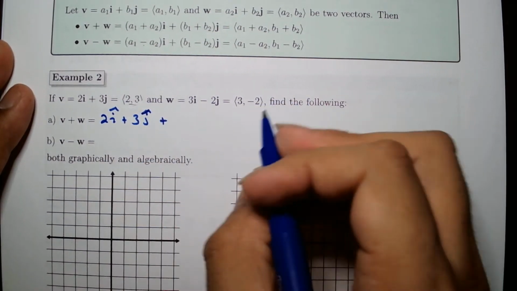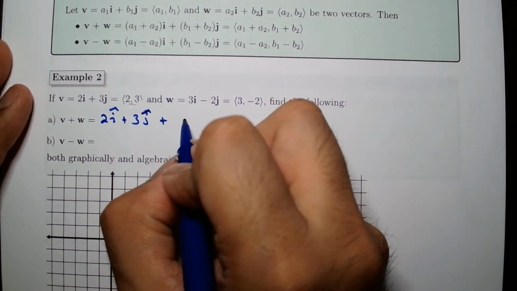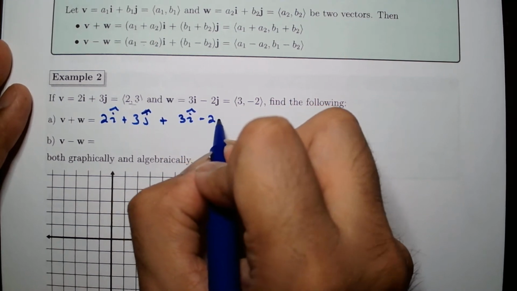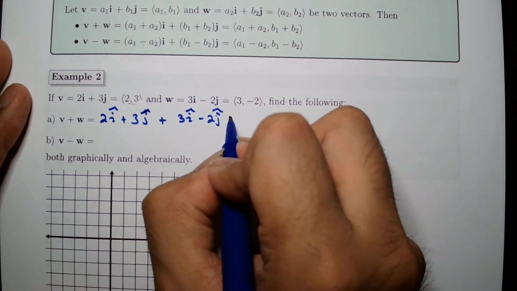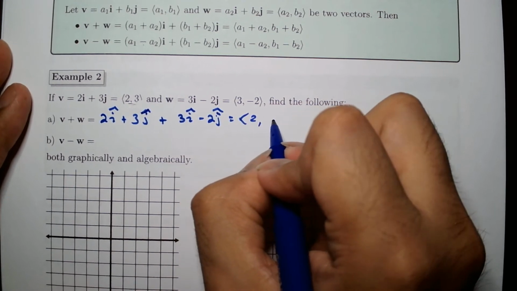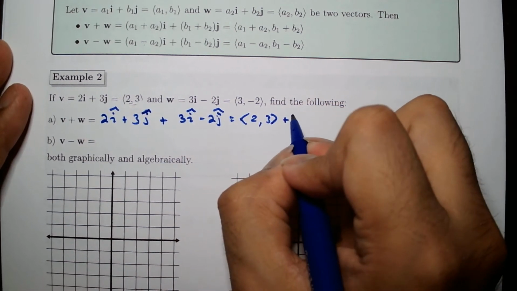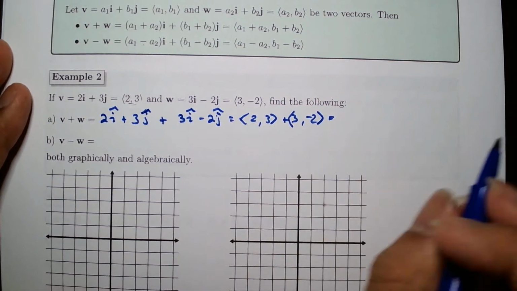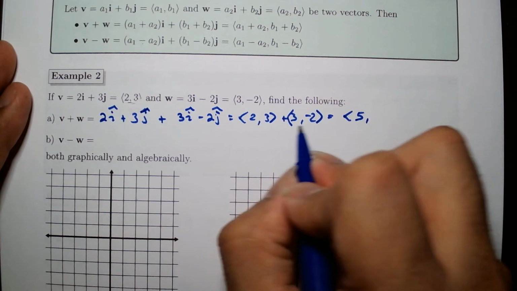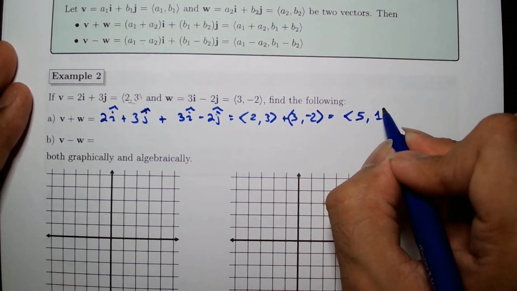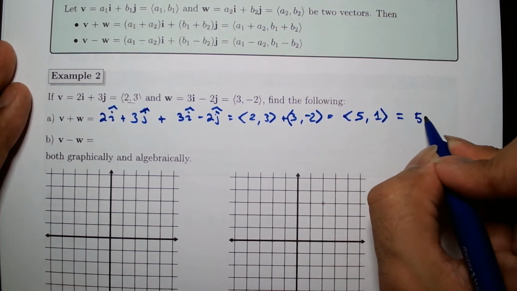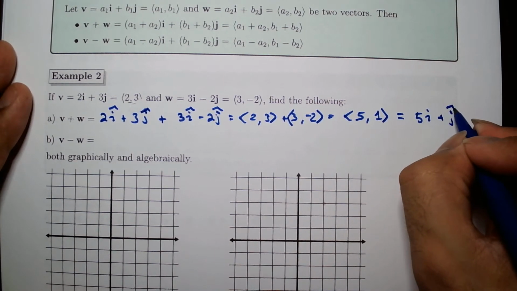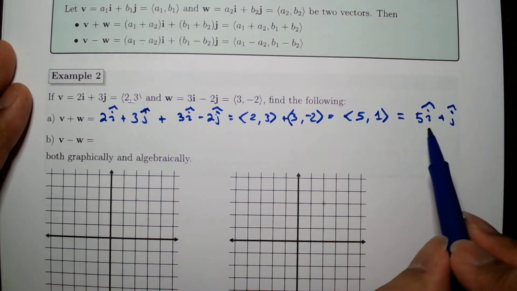And plus 3i minus 2j, or using the other notation, 3 plus 3, negative 2. So simply 2 plus 3 equals 5. 3 plus negative 2, that's 1, which is the same as 5i plus j, 1j. Alright, that's 1.